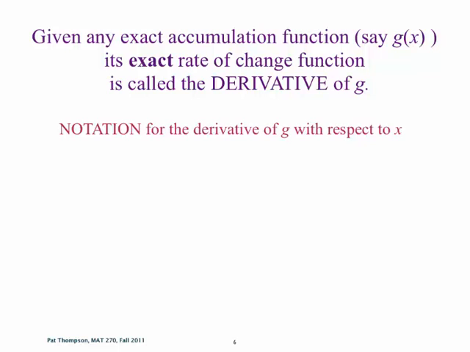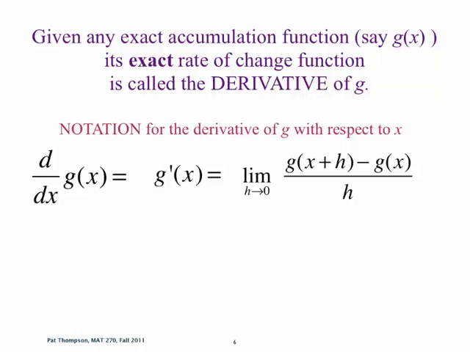Okay, so notation for the derivative. Here's one notation that we'll see. If it's the function g, then it's d dx of g. Here's another notation you'll see for the derivative, g prime. And those both mean this, right? If it's exact rate of change, it's the limit as h approaches 0 of g of x plus h minus g of x over h.